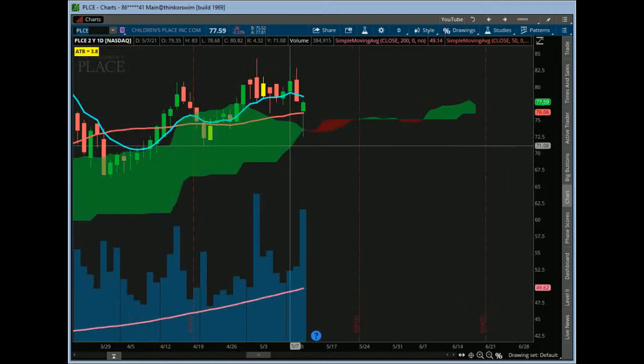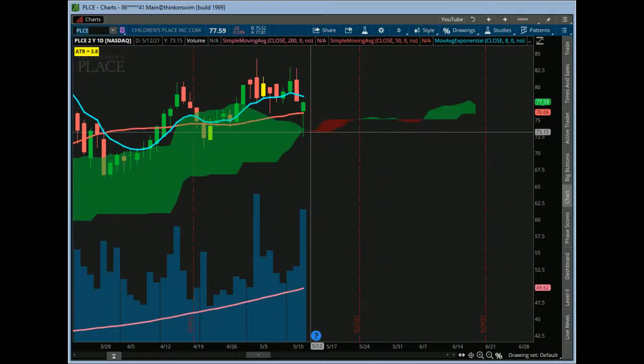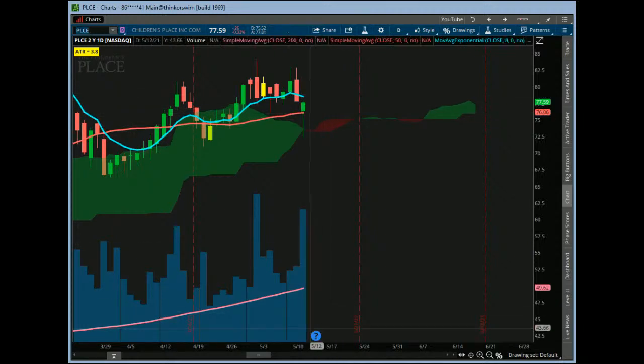And then PLCE, let's take a look. Children's Place, nice. Hammer today, good candle, sitting on the 50-day. Lower shadow off of the cloud, a thin cloud right here. So good bounce there. Let's see if we can get back over the 8-day and maybe give a little bit of an earnings run. So good stuff. Nice find on that one too.